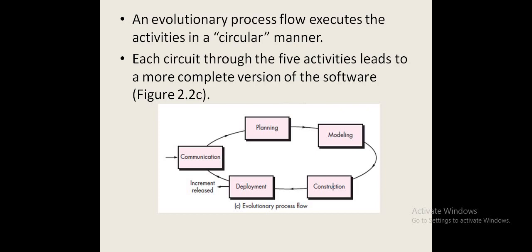Then if the requirements are changed, again it goes through all these 5 different activities. So this will be repeated in a circular manner. That is known as evolutionary process flow. With each evolution, there will be a version to be released as a final product.